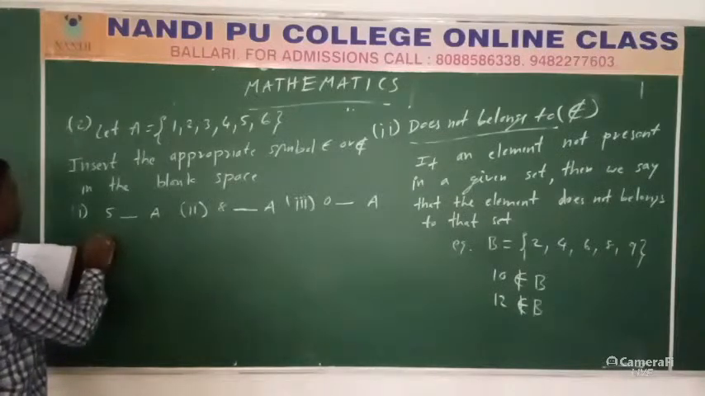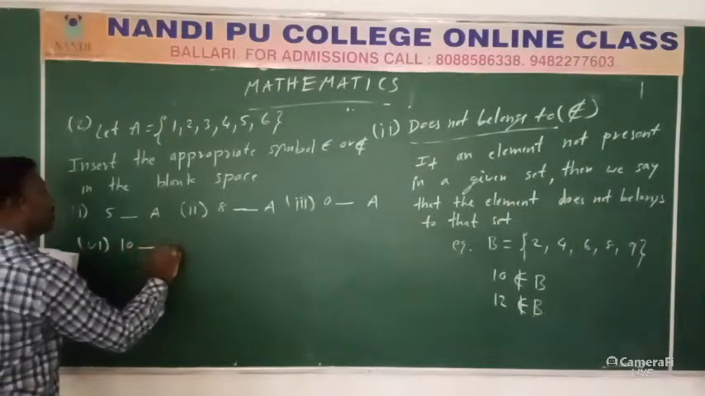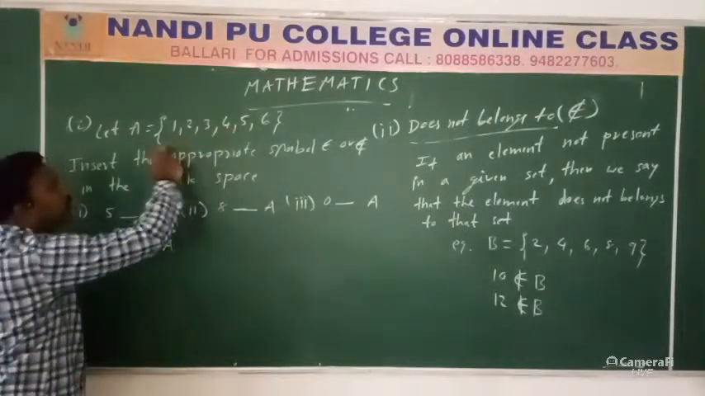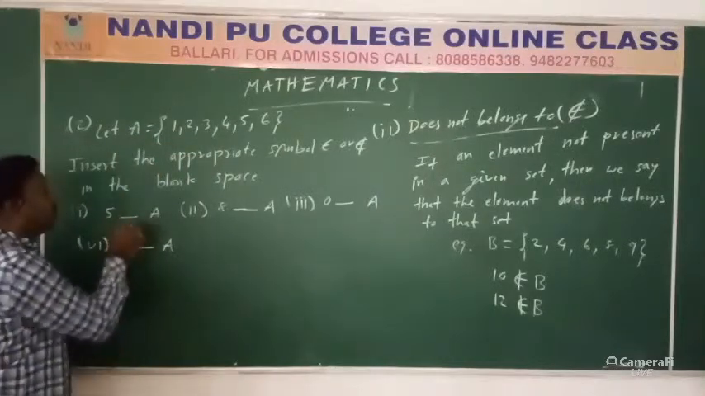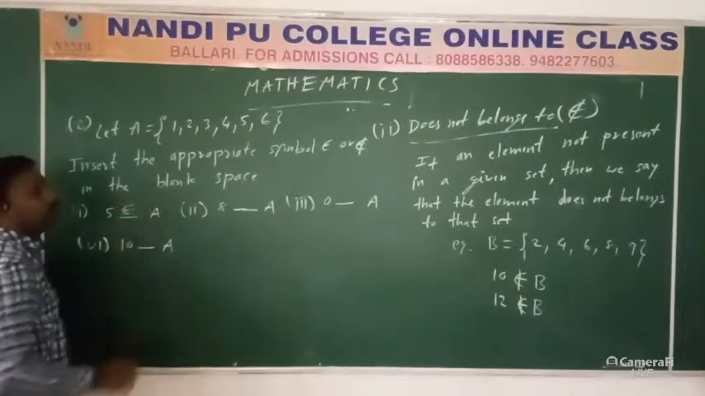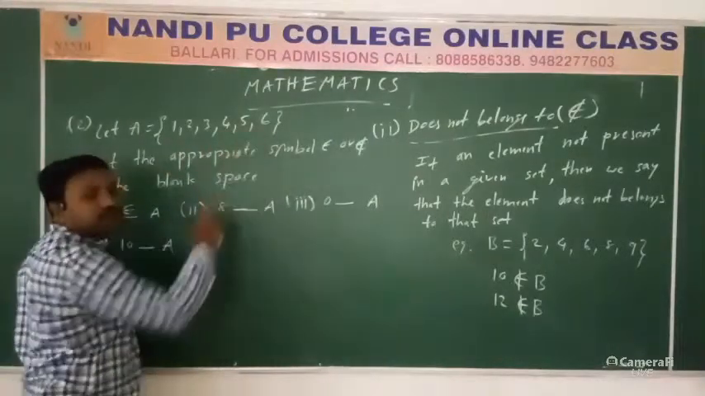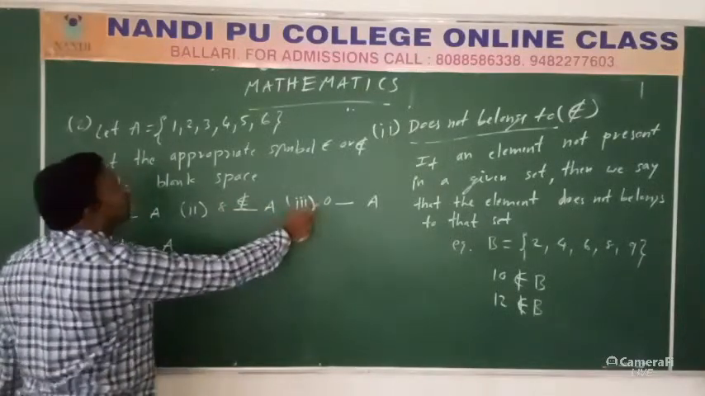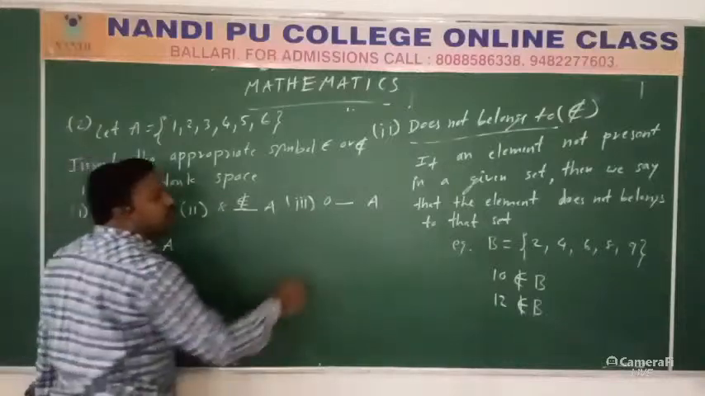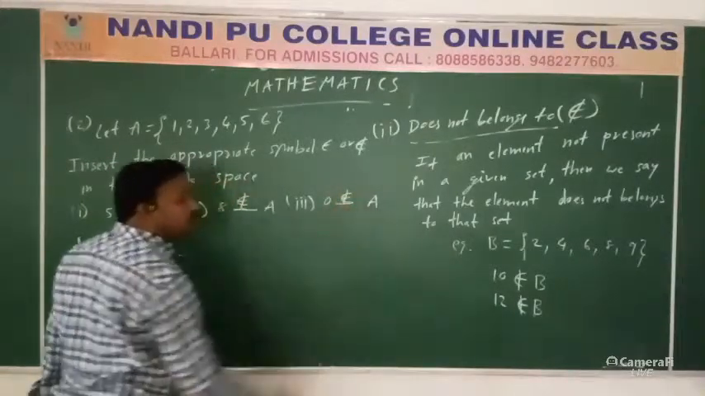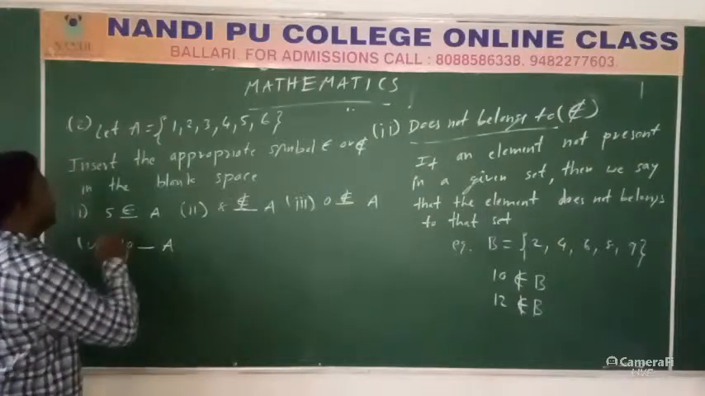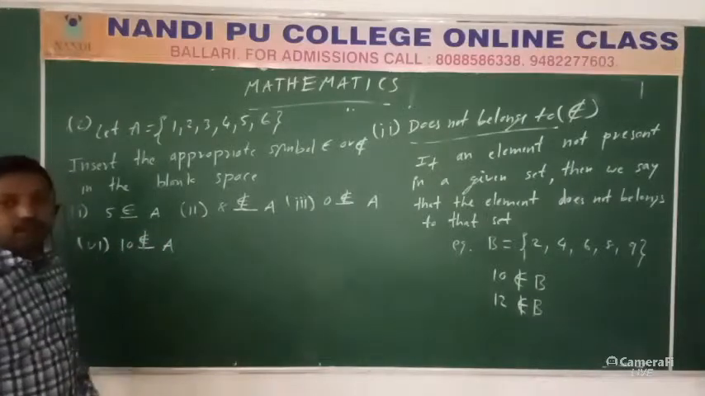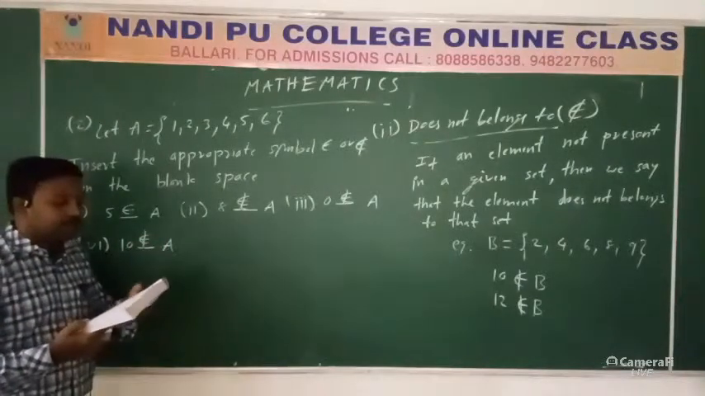Next, similar questions. You can see directly, is 5 present in the given set or not? Yes, so therefore here belongs. Is 8 present in the set? No, so therefore this does not belong. 0 is not present in the set, so this does not belong. Next, 10 also does not lie in the set, so it also does not belong, right?